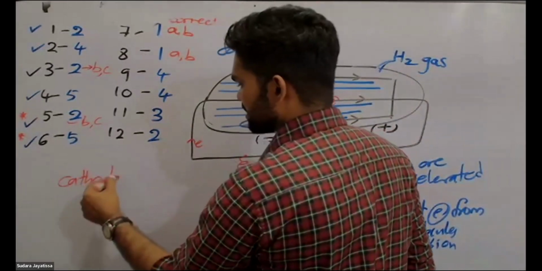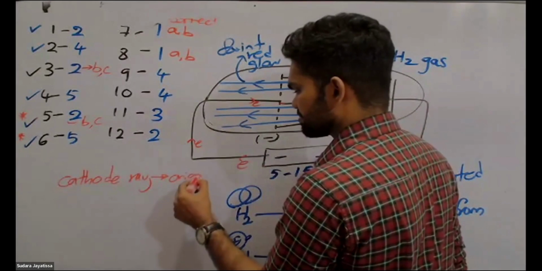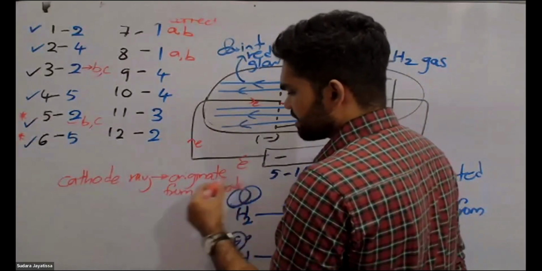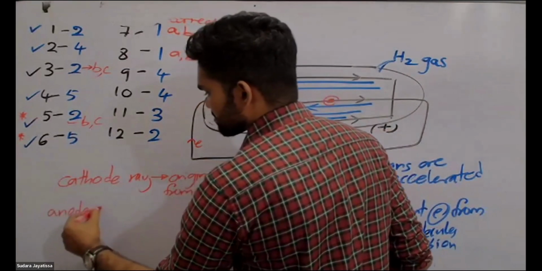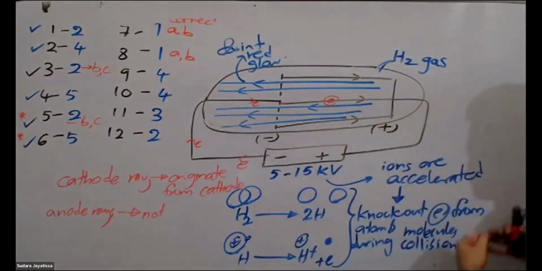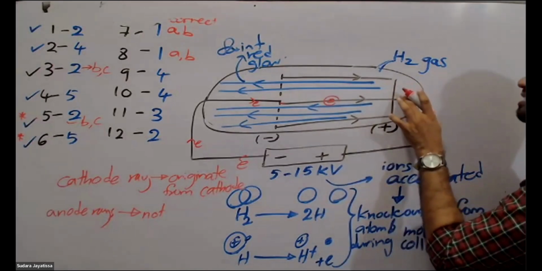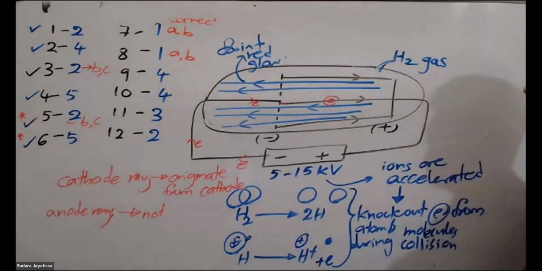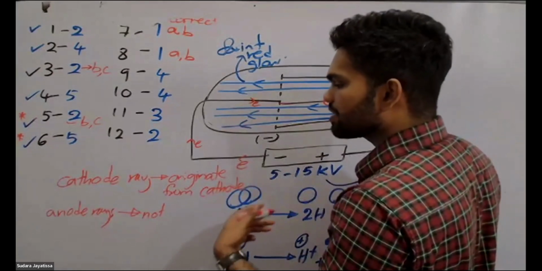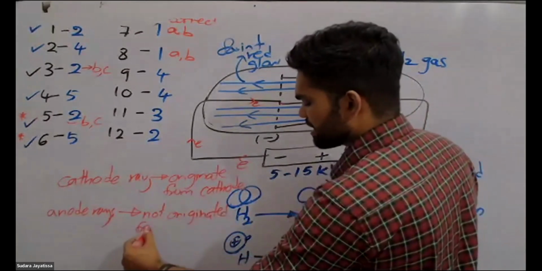But the next statement is wrong, Lama. Cathode rays originate from cathode, but anode rays are not originating from anode. According to this mechanism, you can understand they don't come from the anode. Nothing is jumping out from the anode, just like the cathode rays from the cathode. So anode rays are not originated from anode. Remember that as a fact.